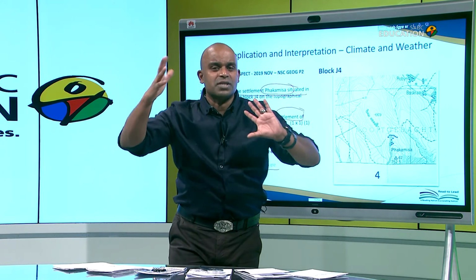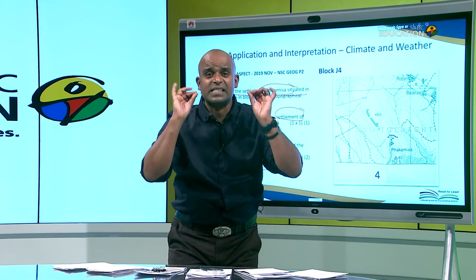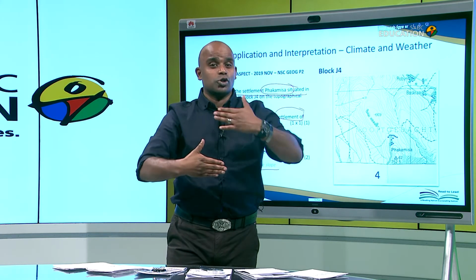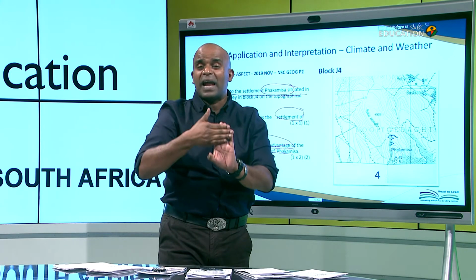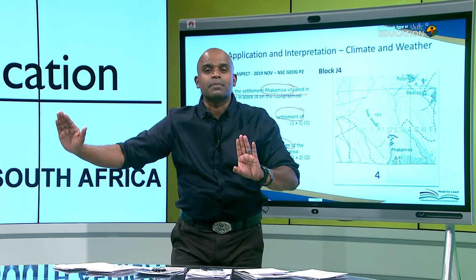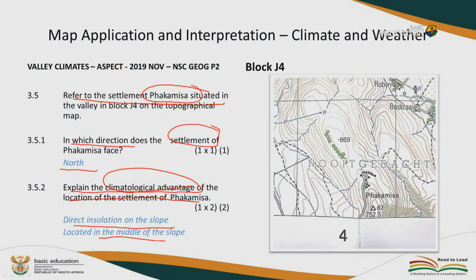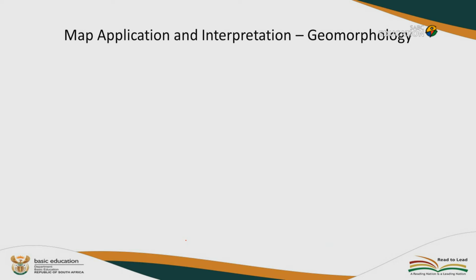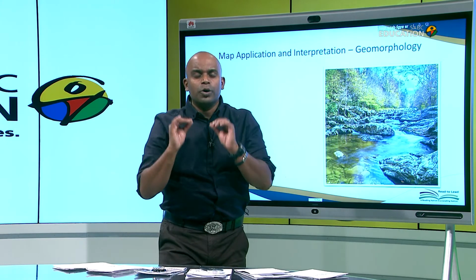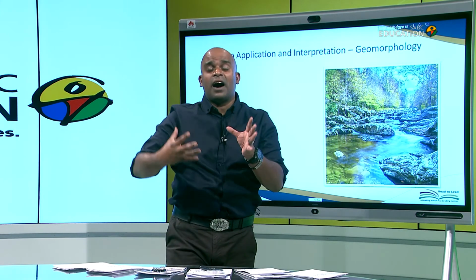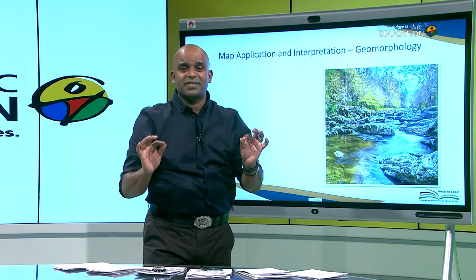Your ability to see and work through the different language and phrases to see that the same aspects are being examined. So, once you've been able to master your theory, it's about applying the same theory to different maps. Located in the middle of a slope, again, that's referring to Pakamisa. And now we're moving on to geomorphology. And note, again, when we're looking at geomorphology, we are trying to understand how fluvial processes impact on the various maps that we have studied.